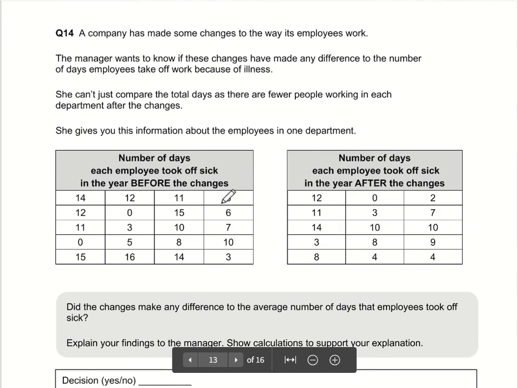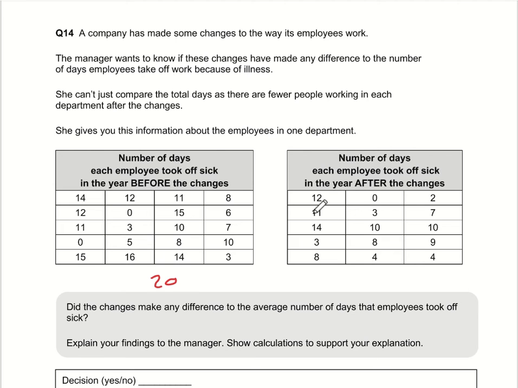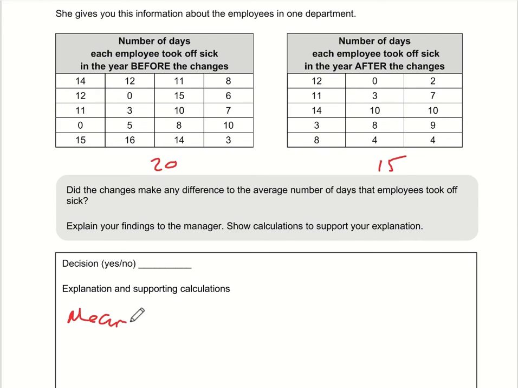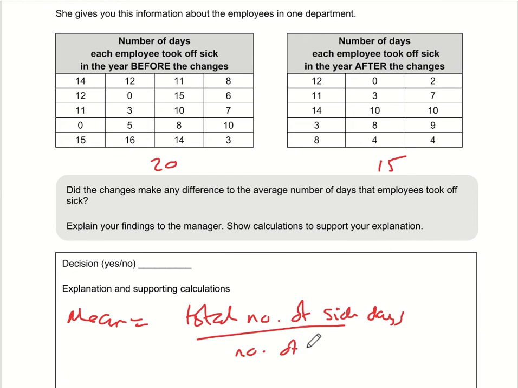Okay, so question number 14. So what we need to do is we are going to work out the mean number of days sick. So here, how many employees do we have? We've got 5, 10, 15, 20. Here we've got 5, 10, 15. So to work out the mean, it's going to be the total number of sick days divided by the number of employees.